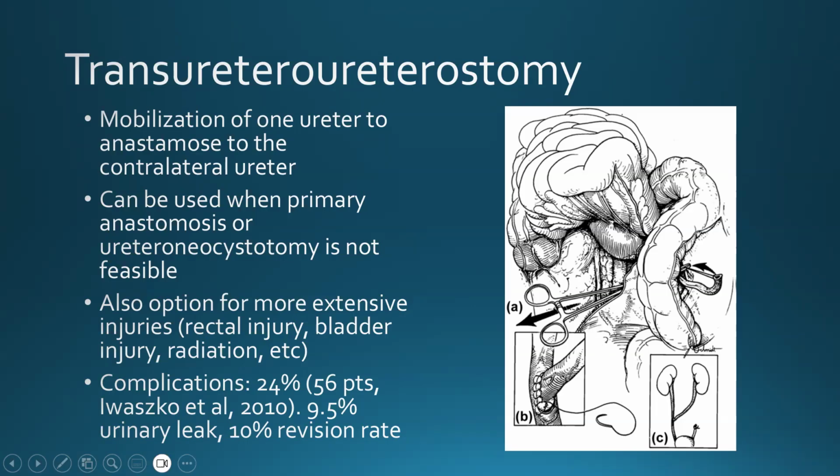Complications that can arise from this procedure: I found a study from Owasco et al., published in 2010. It involved a small number of patients, relatively, 56 patients. 9.5% of them had a urinary leak. That was the complication that arose the most. Overall, 24% of the cohort had some type of complication, and 10% of the patients needed some type of revision or reoperation, presumably because of either a leak that failed or a stricture.